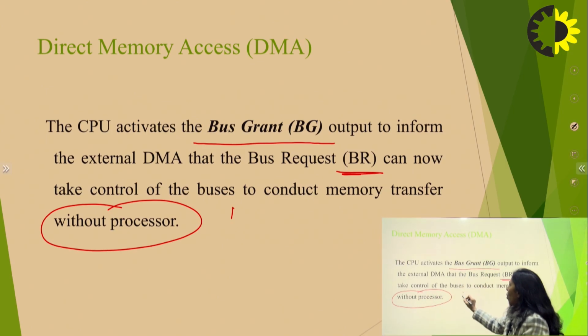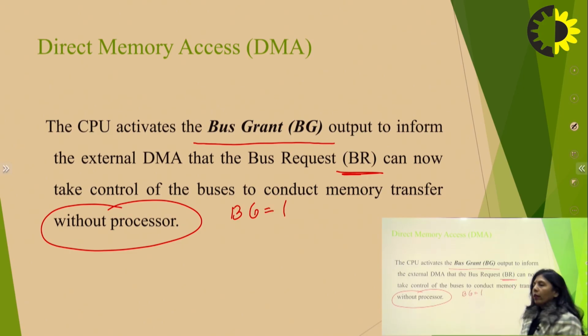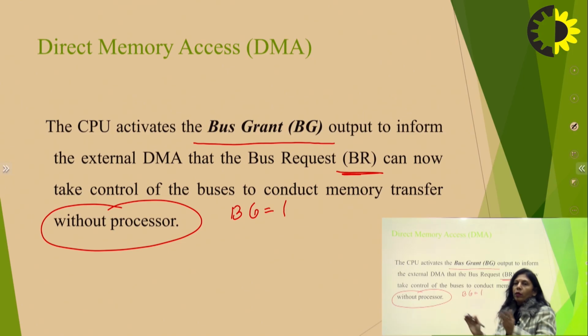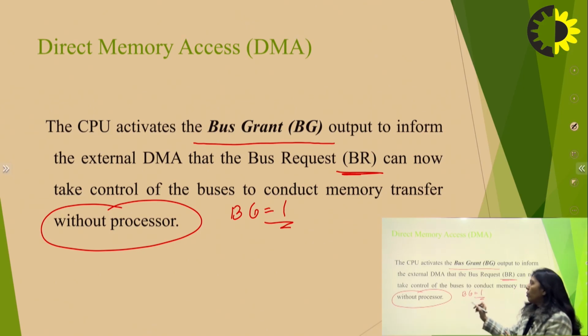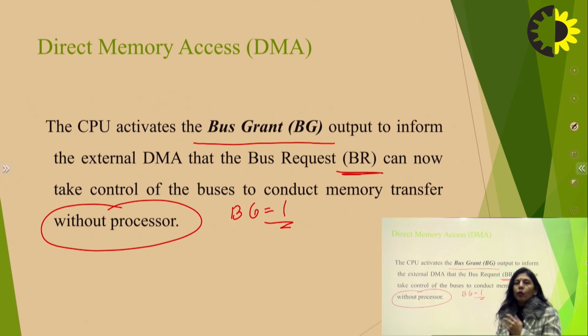So, it's all about the bus grant becoming 1. Till before that, the scenario was that the CPU was handling that particular process. When the bus grant becomes 1, now the CPU will move aside and it will give the chance to take over the bus control to the DMA controller.